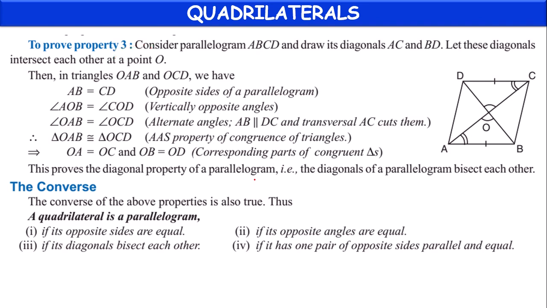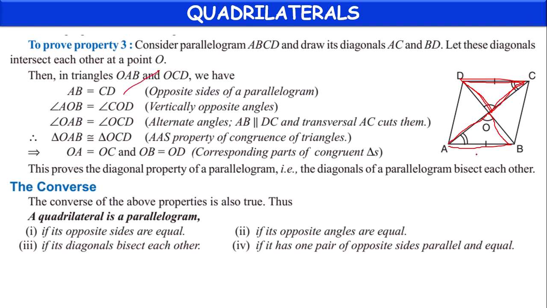Consider a parallelogram ABCD. Draw diagonals, one diagonal AC, another diagonal BD. Let these two diagonals intersect at point O. Then we compare triangle AOB and triangle OCD.